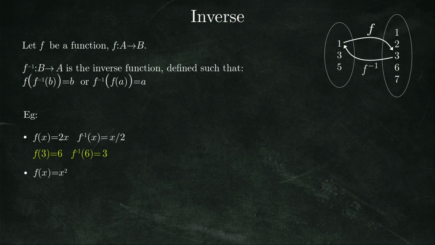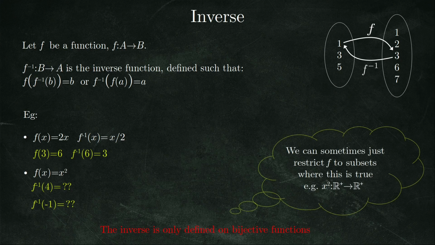Or if f equals x squared, now we can't invert this. What does 4 go to? It could go to 2, or it could go to -2. So there's no singular inverse of 4. And then also, where does -1 go? So the inverse is only defined for bijective functions. Although sometimes what you can do is restrict your domain and codomain so that it's just bijective on a subset of both.